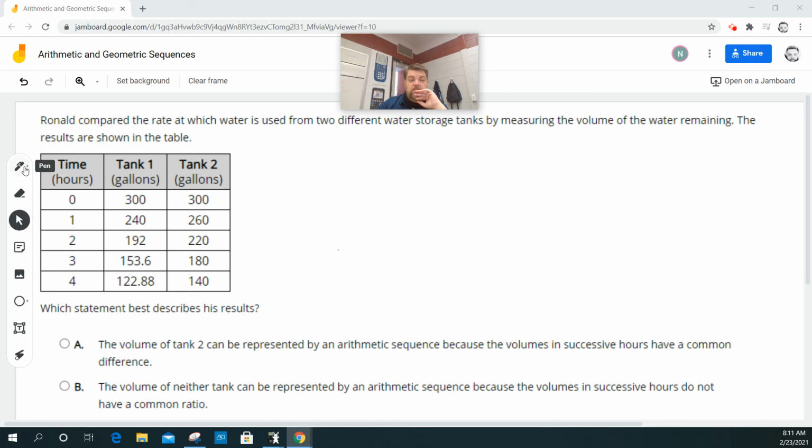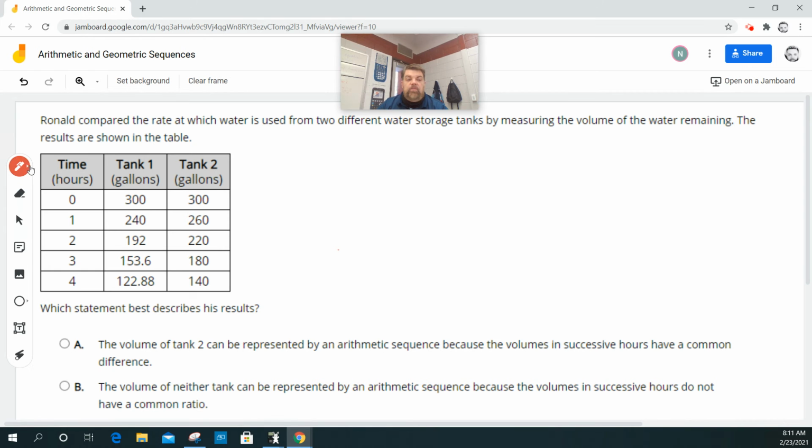All right, so for this one, it says Ronald compared the rate at which the water is used from two different water storage tanks by measuring the volume of water remaining over time. The results are shown in the table. So you have tank one. Which statement best describes his results?